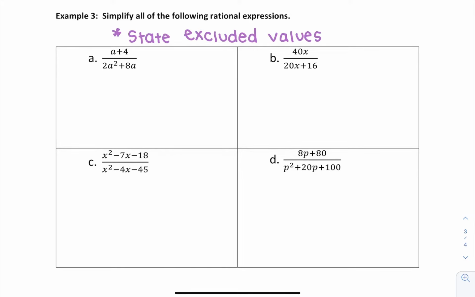So the first step to solving these problems is trying to factor and see if we can find a common factor in the numerator and denominator that we can cancel. So in the top, we just have a plus 4 for this first example. And in the bottom, I can try to factor out the GCF. So both of these have a 2 in common, so I can take out a 2. And I can also take out an a. And then I'm left with a plus 4.